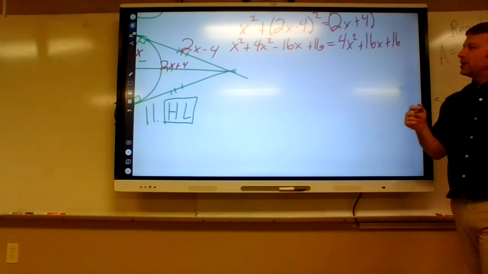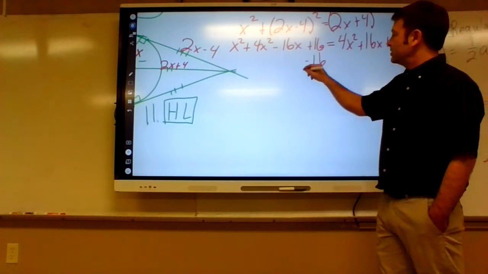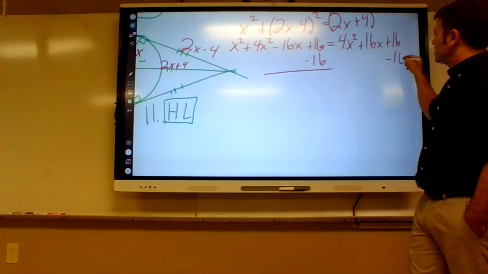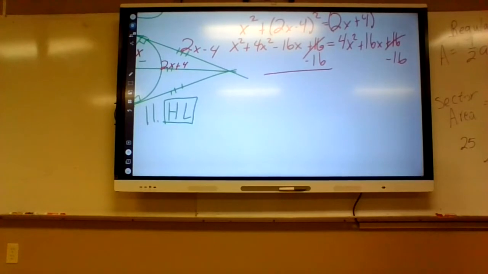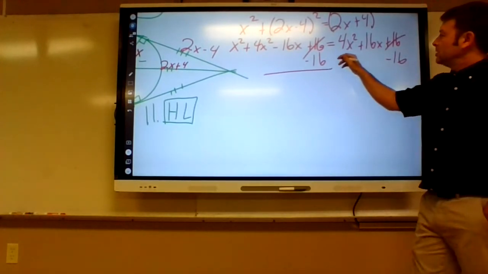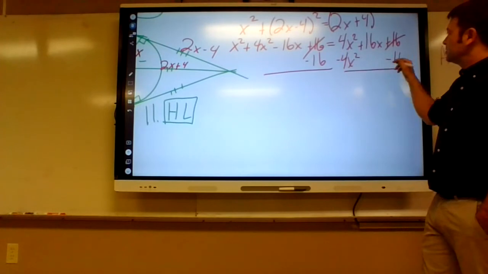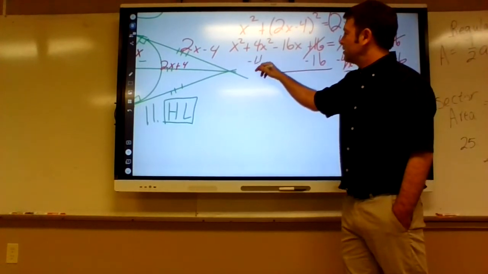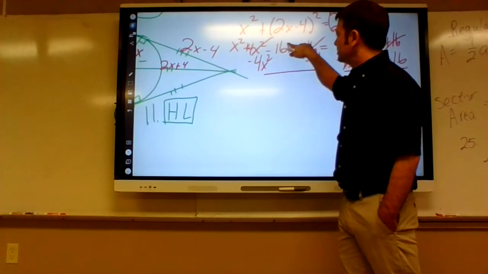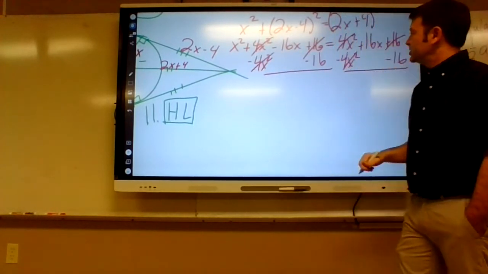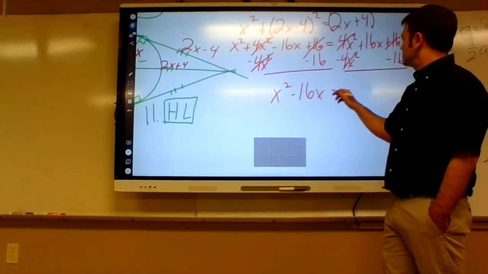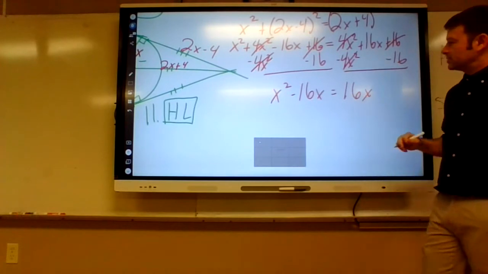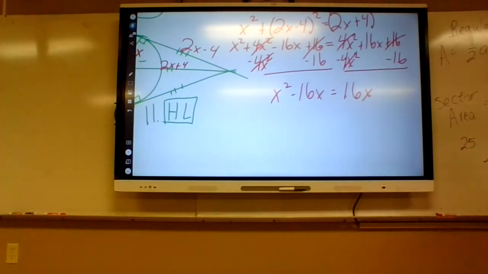Minus 16. Okay, I heard somebody say minus 16. That's fine. We can do that. That gets rid of them, so that makes our job a little easier. What else? If I minus 4x squared, that gets rid of that. That makes it a little bit easier. So what do I have left so far? I have x squared minus 16x equals 16x plus 16. Okay. We're getting into high level algebra here.